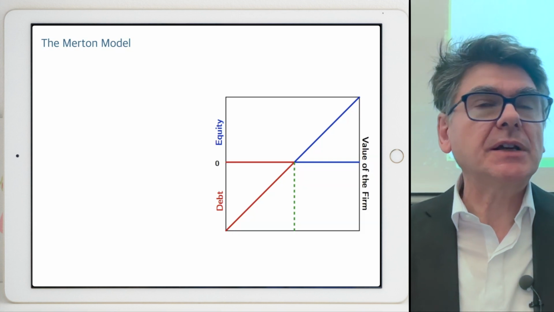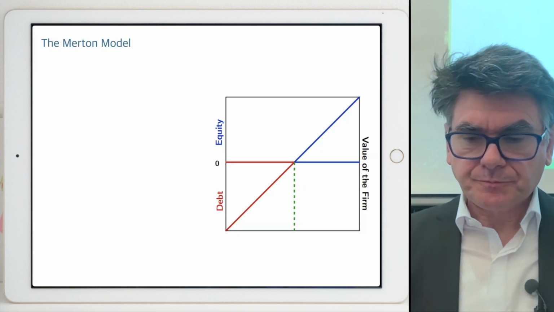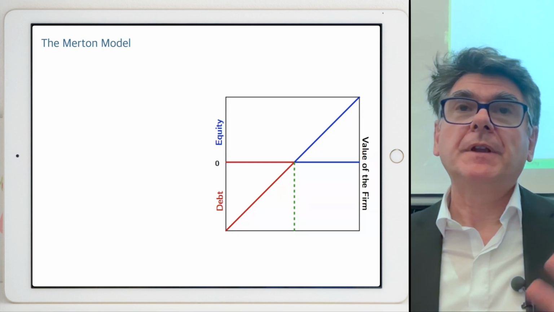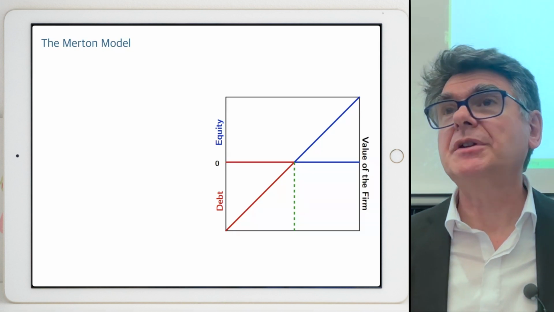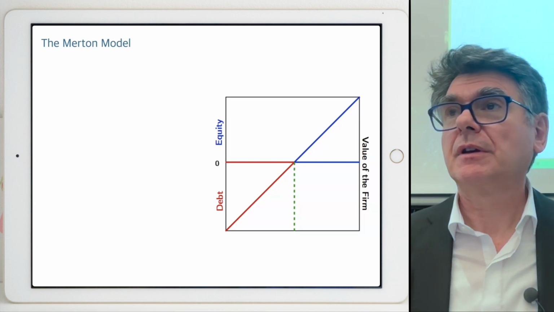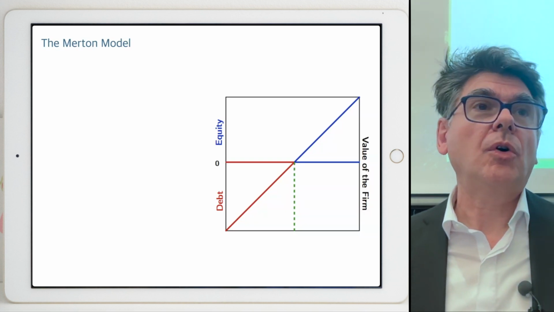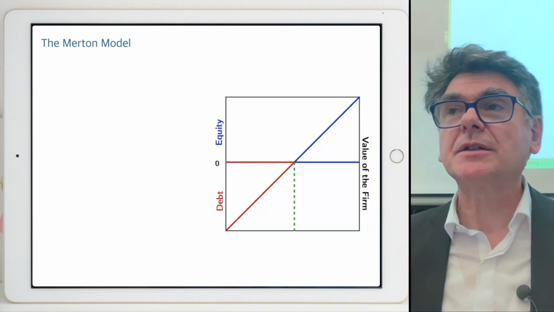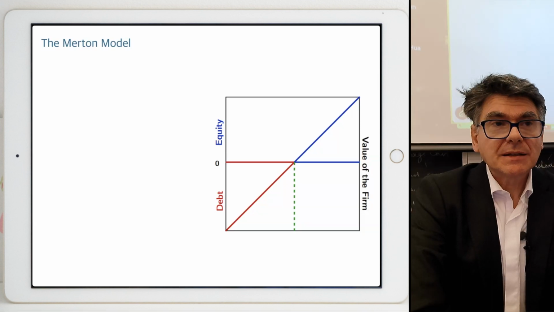But what's interesting is that if the value of the equity is the difference between assets and liabilities, equity is never negative. So equity is really an option, a call option on the value of the assets with a strike price equal to the value of the liabilities. A company has the right to default.